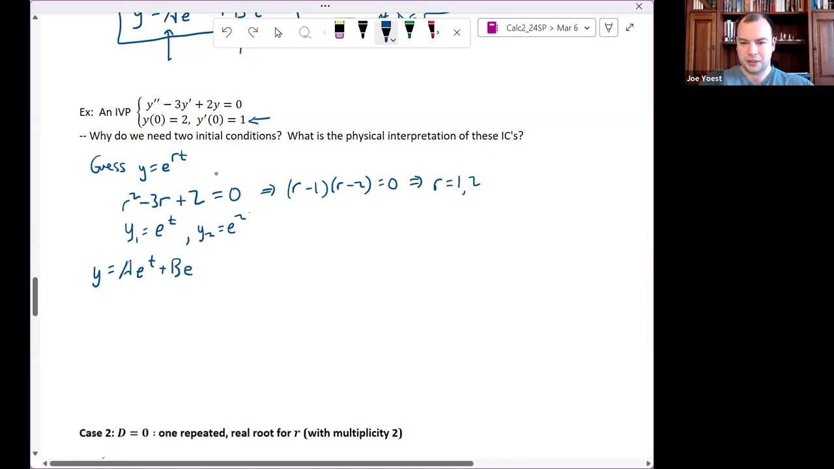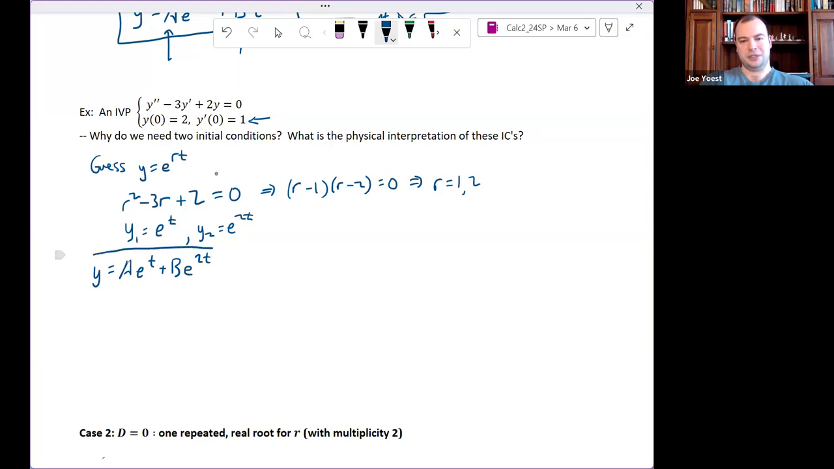I missed a t up there. y2 is e to the 2t. So y equals a e to the t plus b e to the 2t is the most general solution to the differential equation. And now I want to impose my two conditions.